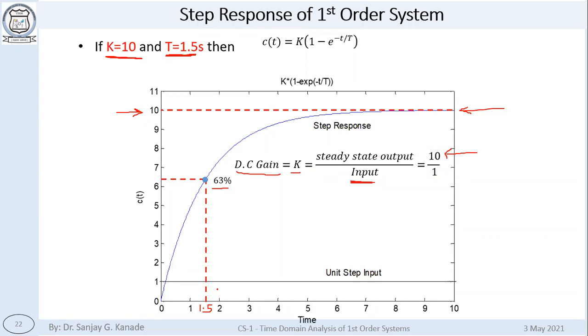And from the graph itself, you take 63% of the final output. Final output was 10, so 63.2% of output is 6.32. And what was the value of t at that point? Take the projection on the x-axis, it is 1.5. So 1.5 is the t.